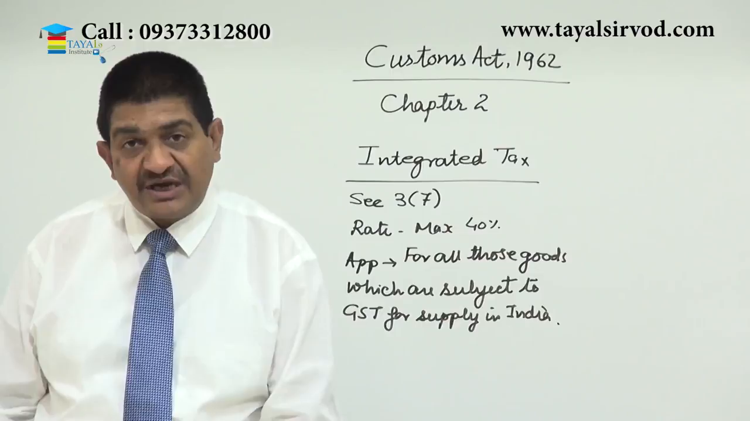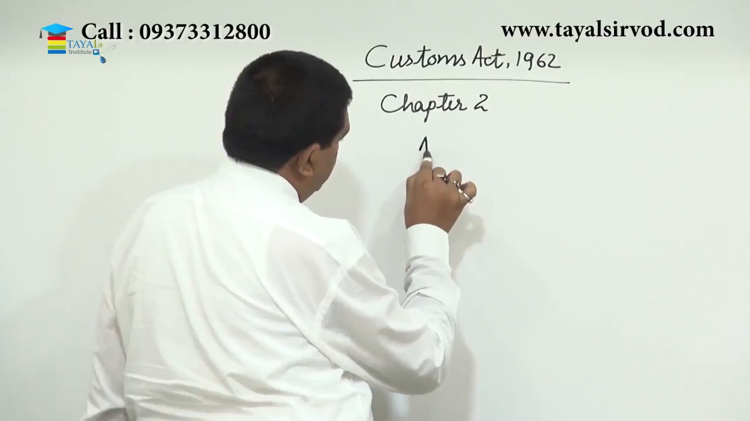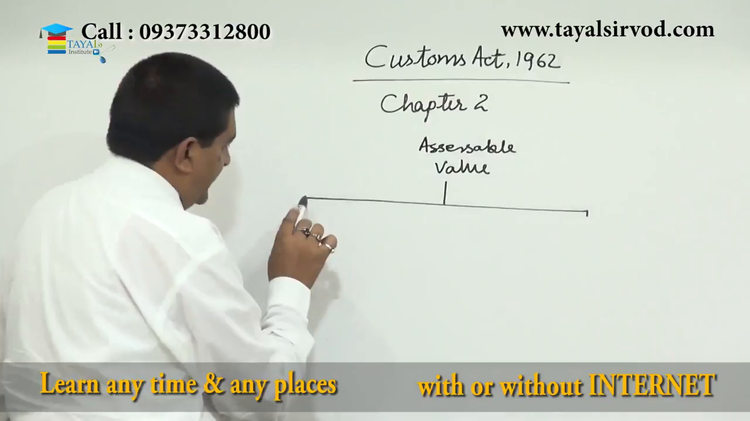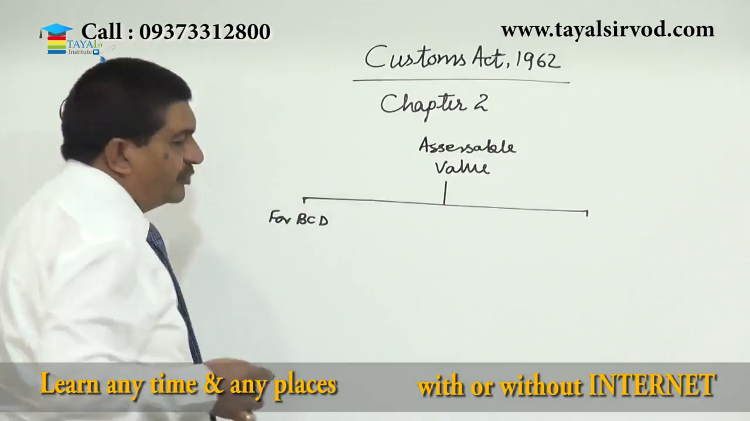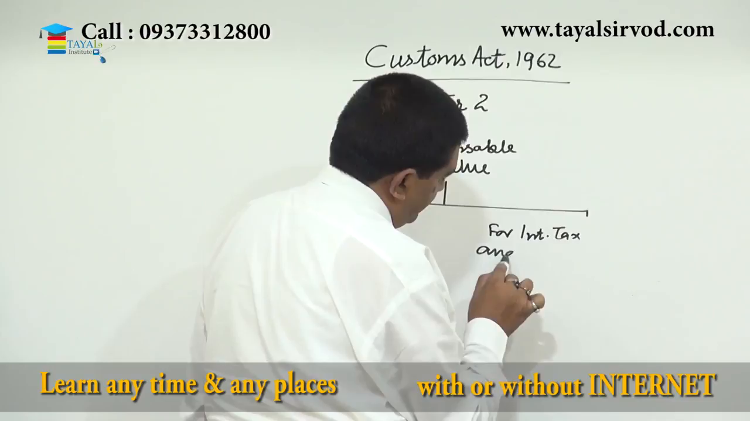And now we have to understand two things. What will be the assessable value? So assessable value for basic custom duty and for integrated tax and compensation cess.